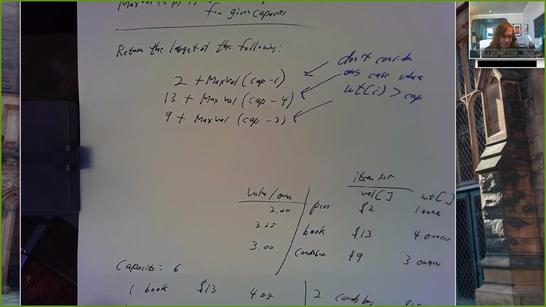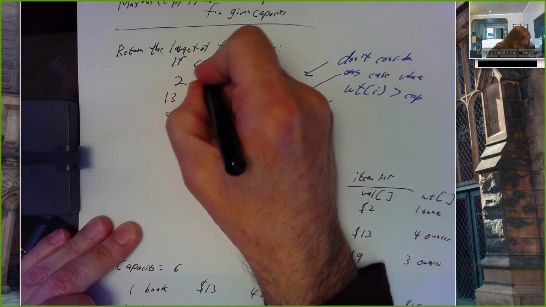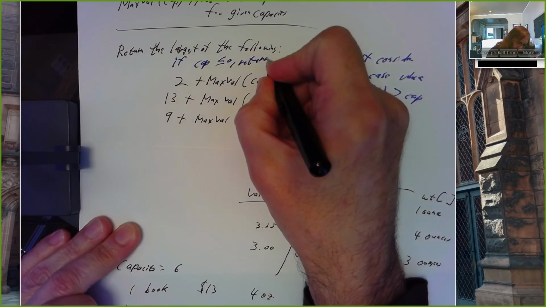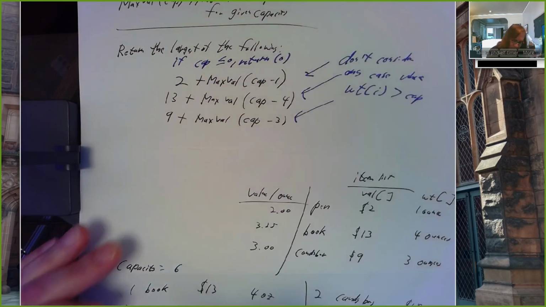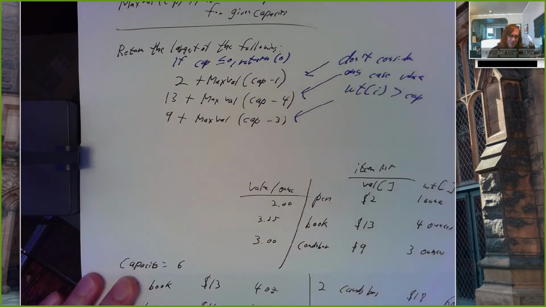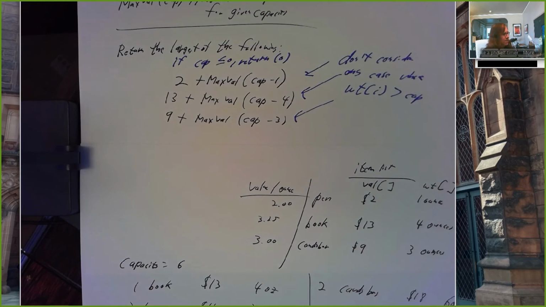And we also need a base case, which is if the capacity is equal to 0, return 0. We should not call this when the capacity is negative. That's what this is going to take care of. But if we check when capacity is 0, meaning that we've used up the whole capacity of the bag, then we should just return a 0.